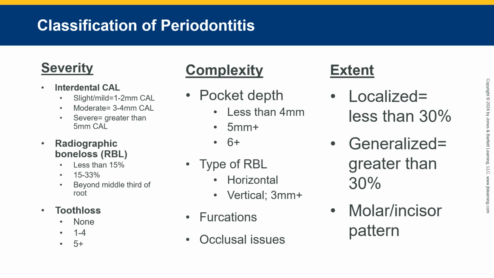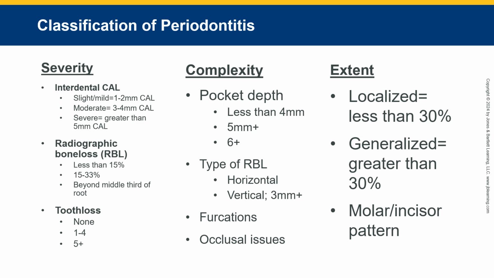Your classification of periodontitis is going to include certain criteria. One of those is the severity. You have your interdental clinical attachment level: mild, moderate, and severe. Slight to mild is 1 to 2 millimeters, moderate is 3 to 4, and severe is greater than 5. For radiographic bone loss, you have less than 15%, 15 to 33%, and beyond that middle third, which would be advanced. Tooth loss can be none, 1 to 4, and 5 plus.